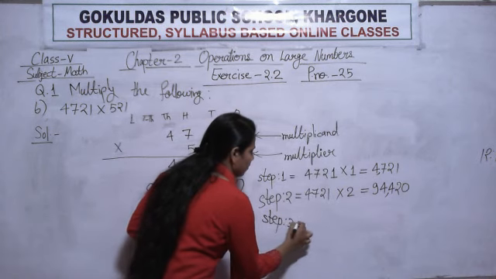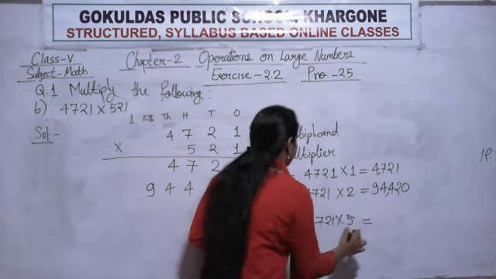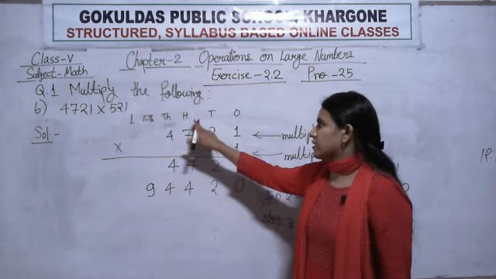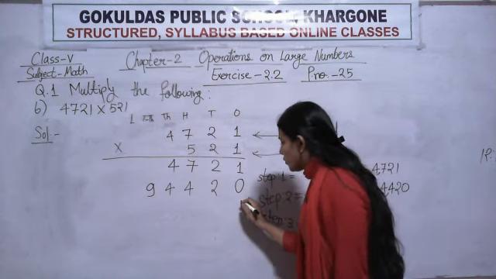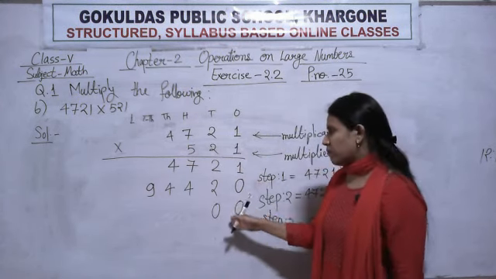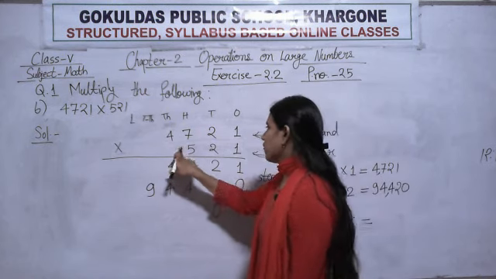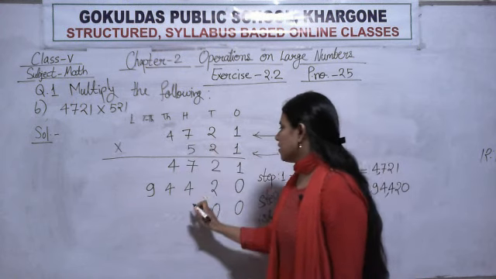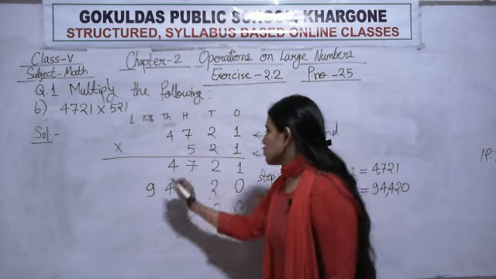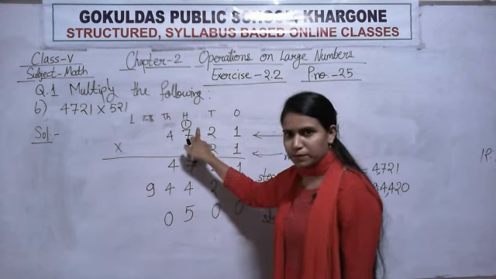Step 3: 4721 will be multiplied by 5. As 5 is at the hundreds place, you have to put 2 zeros. Be sure to put all the digits in columns. Now start multiplying. 5 ones are 5. 5 twos are 10. So you will write 0 over here and 1 will be regrouped with the next column.